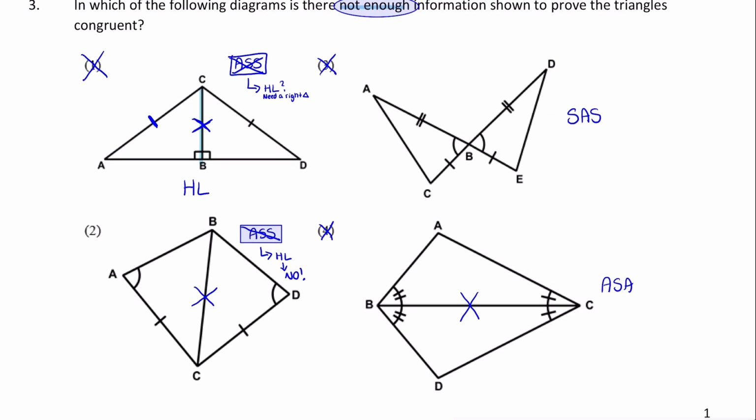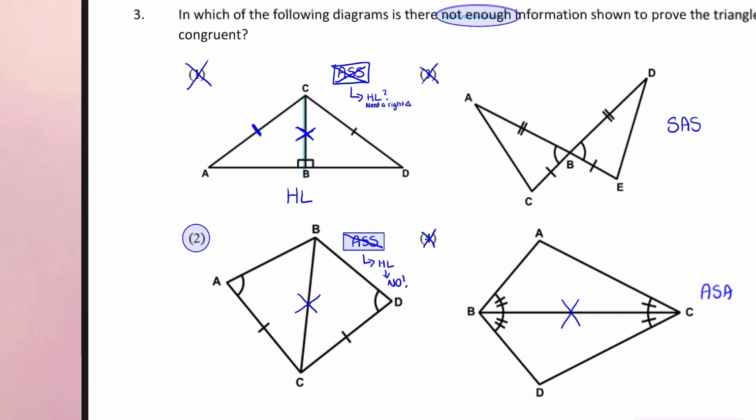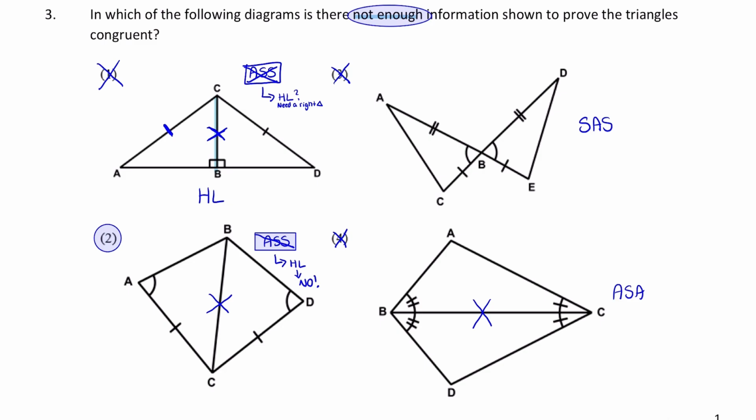So still, even after going through all my choices, I thought it was number 2, but now that I've seen that the other ones definitely won't work, now I'm positive number 2 is the correct answer because it requires angle side side, which is not appropriate for proving two triangles are congruent.